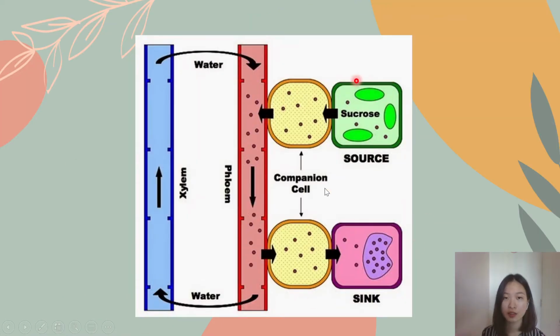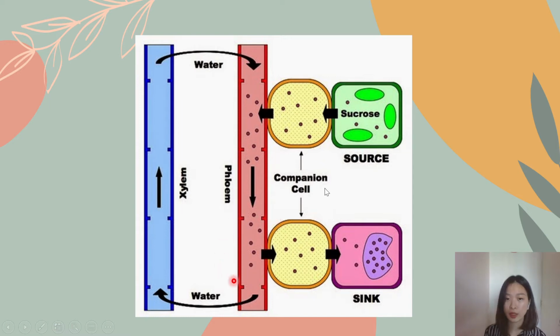Alright, so this is the overall review of the pressure flow transport. The sucrose produced in the source will diffuse into the companion cell and then diffuse into the sieve tube. This causes this area to be more concentrated, and water will diffuse into the phloem. Hence this will create a high pressure at this area, and the high pressure causes it to flow down to the lower pressure area.